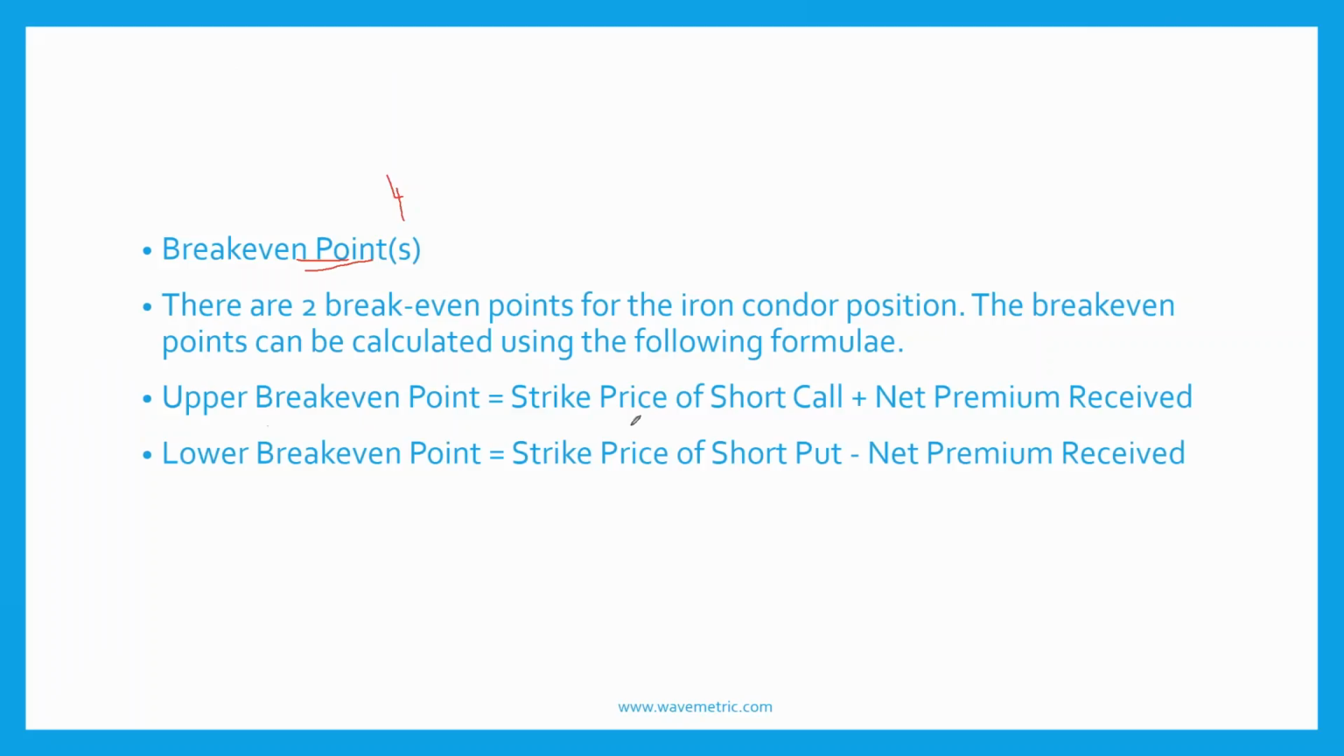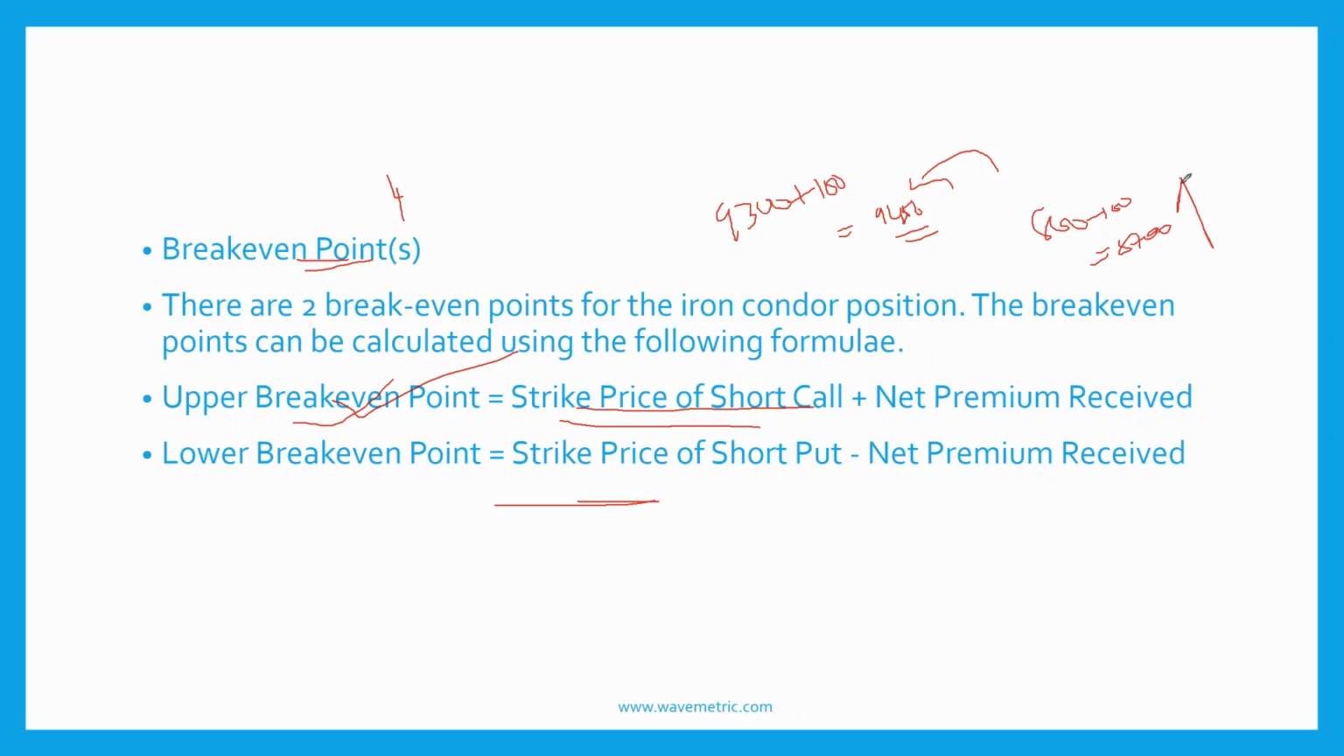In Nifty, the upper break-even point is the strike price of the short call, that is 9,300, plus the net premium received. Suppose we have received 100 rupees premium here, so it will be 9,400. So as long as Nifty is below 9,400, we are at a break-even point. Similarly, the lower break-even point is the strike price of the put, 8,800, minus the net premium received, which gives 8,700. So as long as the spot is above 8,700, we are at a lower break-even point.